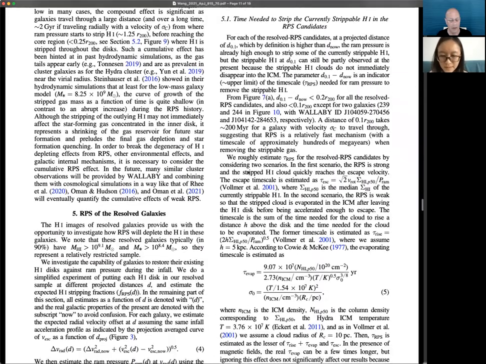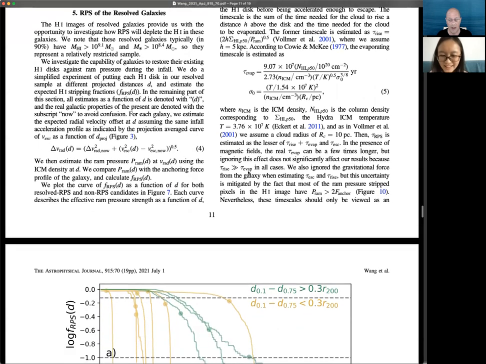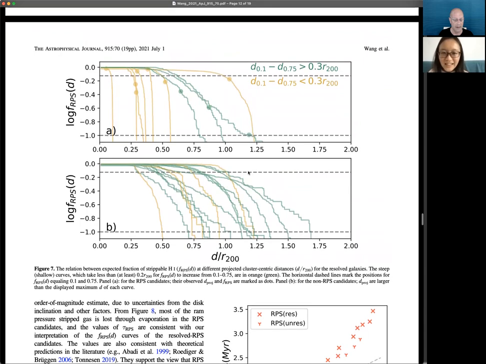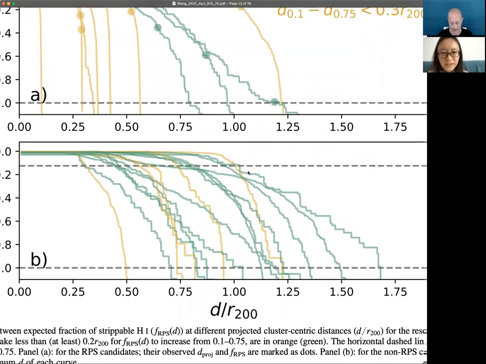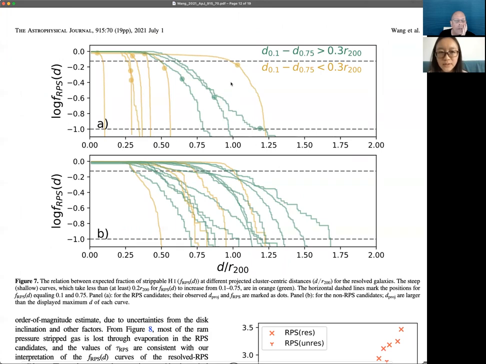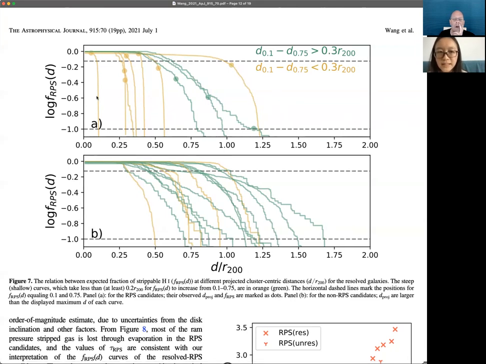Okay, yes, there's a discussion of a couple of timescales there in Equation 5, and in Figure 7 we've got the fraction stripped. Yes. Here we used the resolved sample of galaxies, and we do our experiments. We pretend to move the galaxy to a closer distance to the cluster center. By doing so, they will be under a higher density of the intracluster medium. And we also assume acceleration of the galaxy, using the same acceleration curve as the projection-averaged escape curve of the cluster, so they gain some velocity, getting accelerated during the infall.